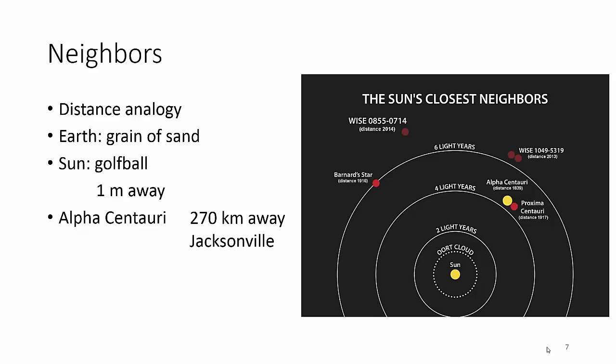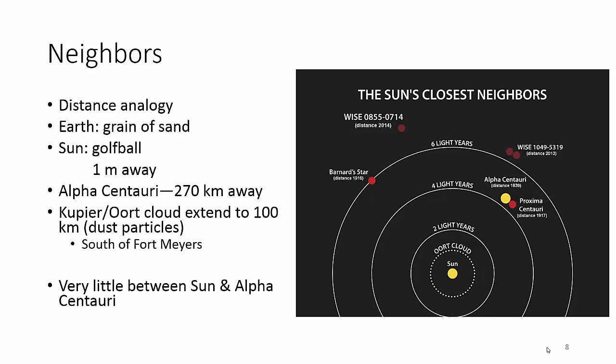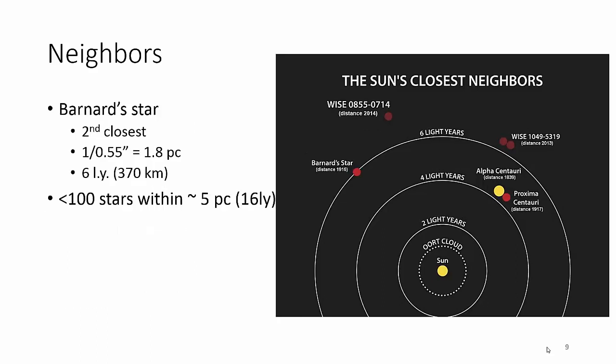Well, where's the Oort cloud? The Oort cloud would be probably Fort Myers. So the sun is a meter away, the Oort cloud is Fort Myers, and Alpha Centauri is Jacksonville. And between the sun and Alpha Centauri, I love this, it says there's very little between that. That includes us. We are now considered very little. Isn't that fun?